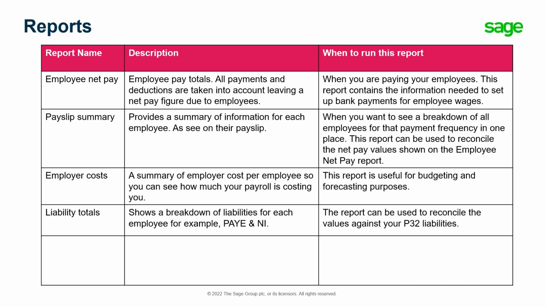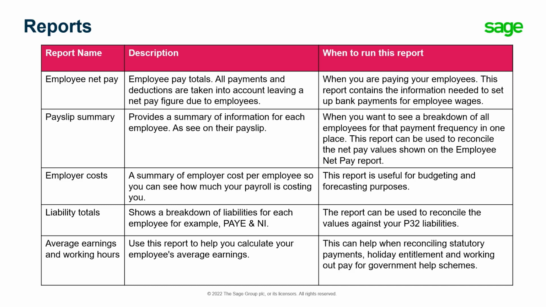The liability totals report would be run for each period, and that will show you things like PAYE and national insurance, and you will be able to reconcile those values against the P32 report, which we're going to cover soon. The P32 report gives you a value at the end of the month or quarter, depending on how often you pay HMRC, and tells you the PAYE, national insurance, etc. for that full month or quarter. However, if you run a weekly payroll, you might want to run this liability totals report so that you can reconcile each week and check that amount against your P32.